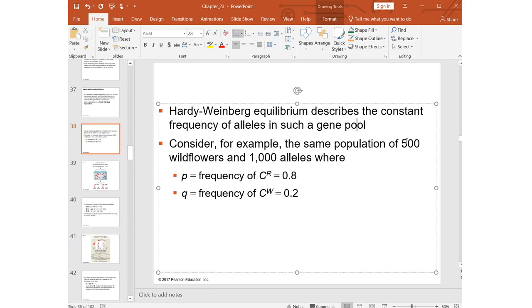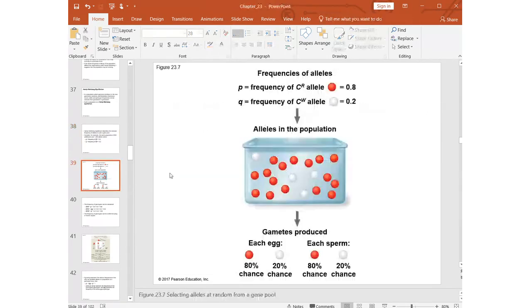So as an example, what if you have a population of 500 wildflowers? The population of 500 wildflowers would represent a total of 1,000 alleles, if we're looking at their red and white flower color alleles again. And let's say the frequency of the red allele, P, is 0.8, and the frequency of Q, which would be white, is 0.2, just like we saw in the last example. And here's a picture of them. So here are the frequencies at the beginning, 0.8 and 0.2. And here are the alleles in the population.